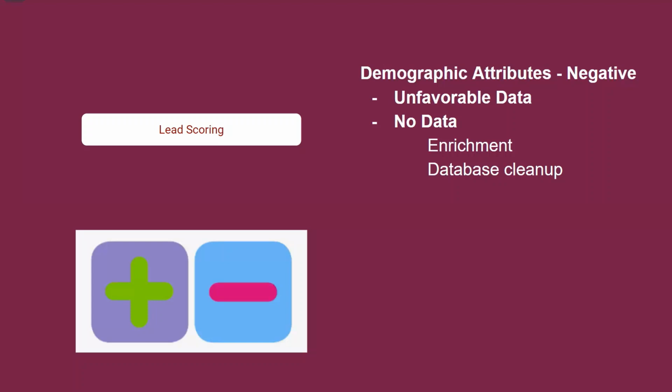So there is one more case. For example, this is the example that we discussed, that is unfavorable data. In case the data is not present, we should have the data in the first place. So we should invest some money in enrichment and database cleanup. There are many investment tools available and Marketo integration is quite possible. So we should go with the enrichment first and do the cleanup of the data in case there are errors on uploads and so on. This is something that we should do first, and then we should run the batches for demographic attributes.